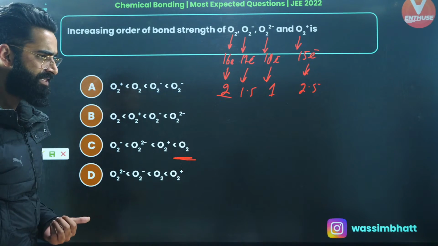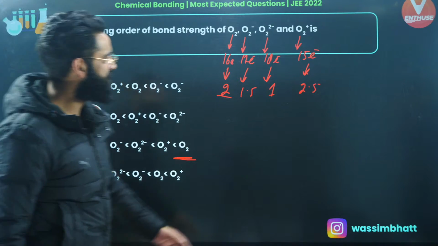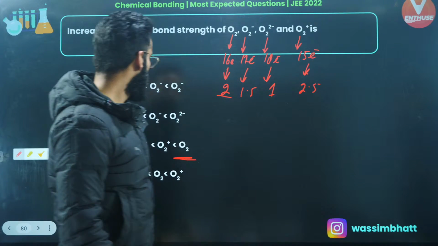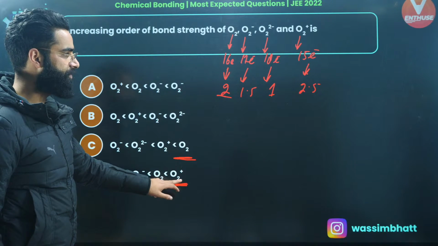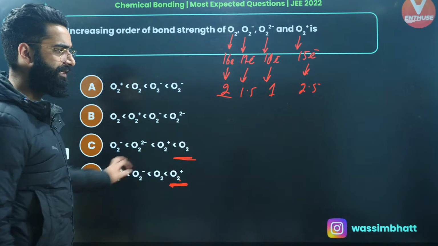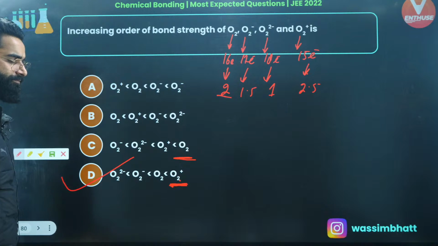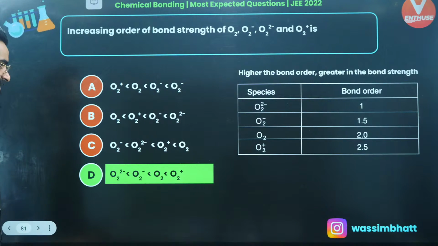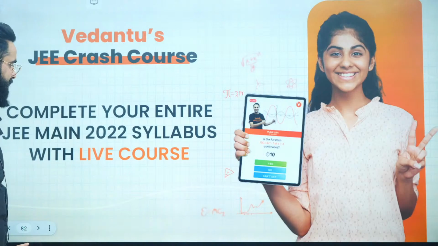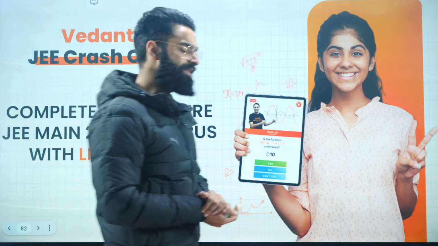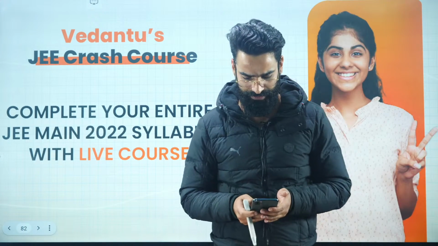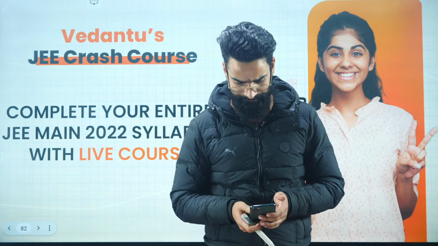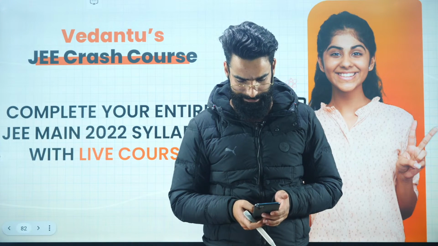If the bond order is maximum, what is going to happen? Its bond strength is going to be maximum. O2 positive will have the maximum bond order, and its strength will be maximum as well. O2 positive, its bond order is 2.5. So it's option D which is the correct answer of this particular question, right? I'm sure you can easily solve this, right? And with these questions, I'm sure a lot of concepts from the chapter chemical bonding would have been done and dusted. Right, people?